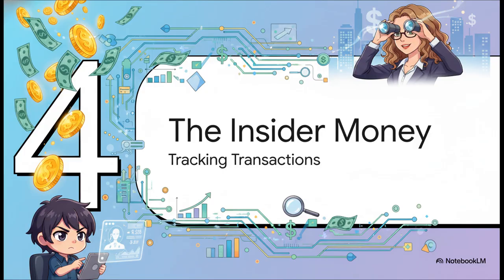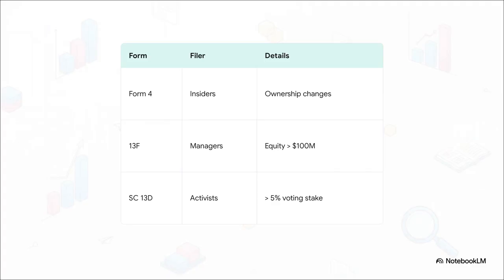Next up, Section 4, following the insider money, tracking institutional and executive transactions. Have you ever wondered how people know when a CEO suddenly dumps thousands of shares, or when a massive hedge fund quietly buys a 5% stake in a competitor? It shows up right here, first, completely stripped of PR spin.